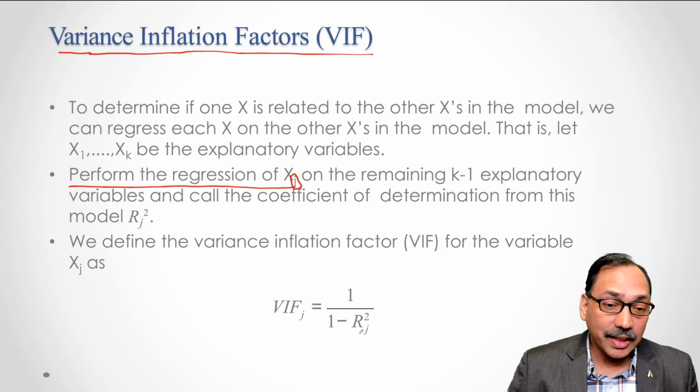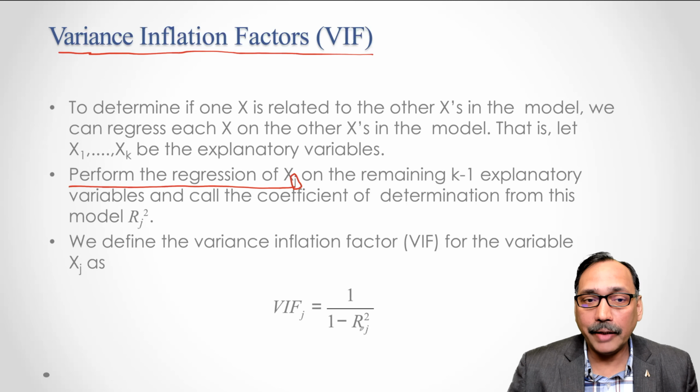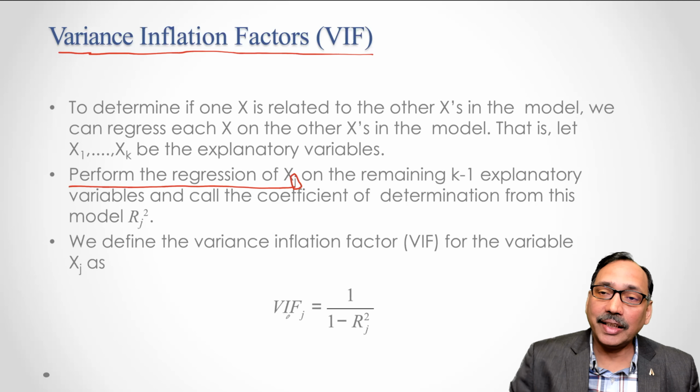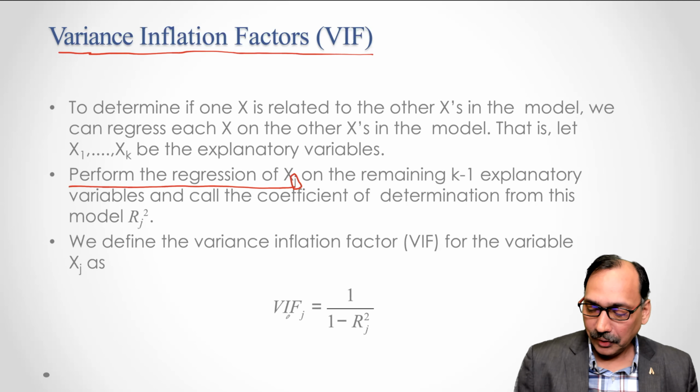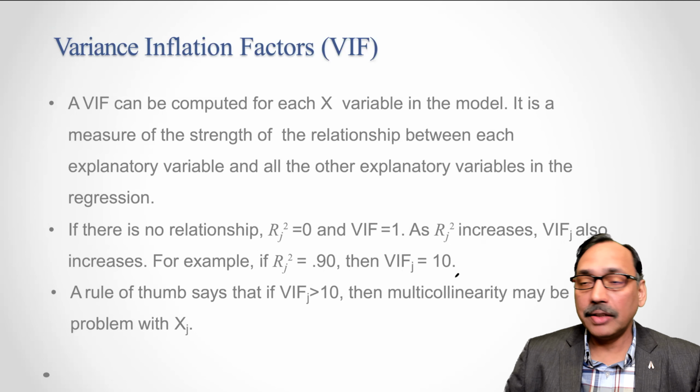But if your Rj square is high, obviously it cannot be 1. In real life, we never have r square equals 1. But if it is close to 1, like 0.9 or 0.99, you can see that VIF is going to inflate. It can become bigger and bigger and bigger. If Rj square is 0.9, then VIF is going to be 10.